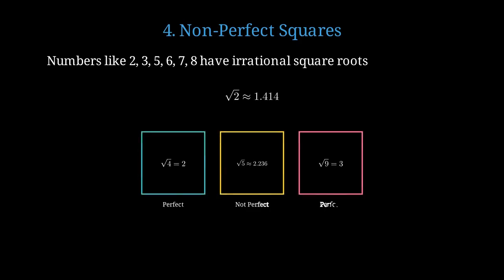Here we see the difference. The square root of 4 is exactly 2. The square root of 5 is approximately 2.236, and the square root of 9 is exactly 3. Square roots follow important mathematical rules.